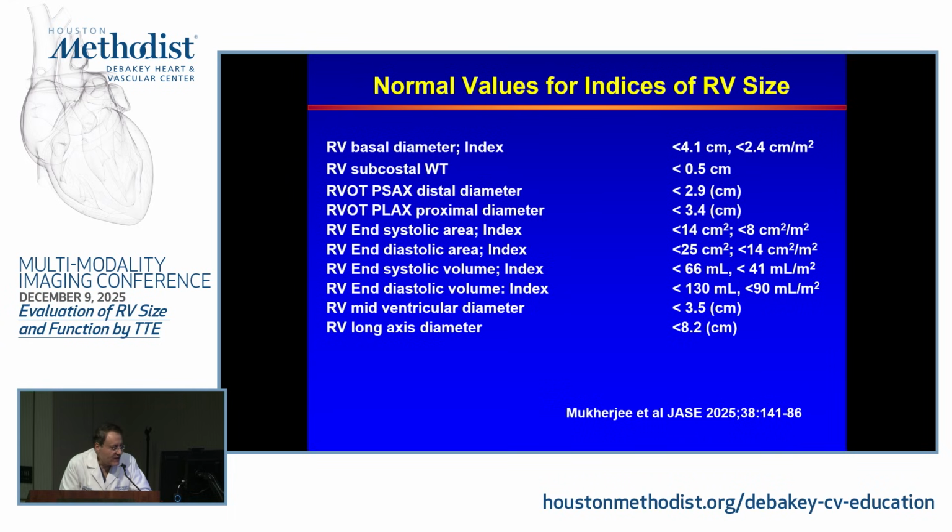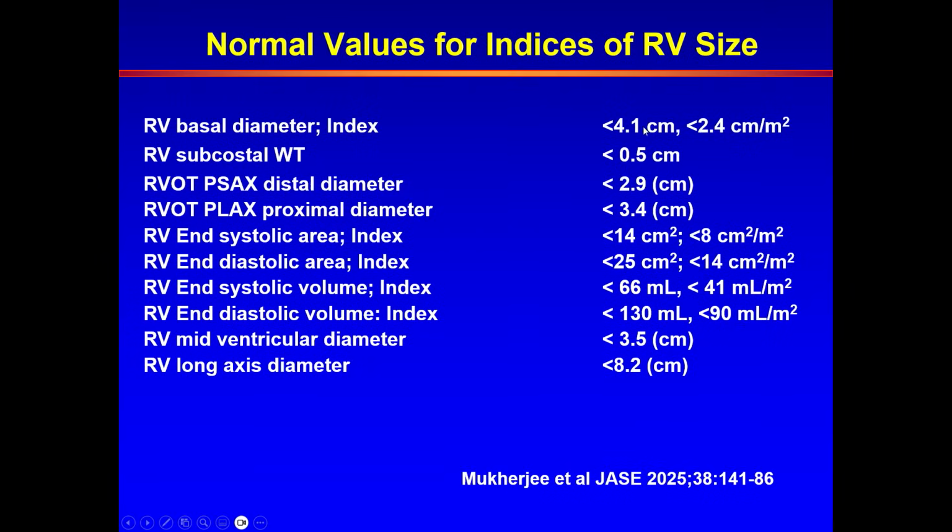This is a slide that has all the numbers that speak about RV size. This is one that you want to memorize. The thickness of less than 0.5 centimeters, you want to memorize it. The end systolic area and index, the end diastolic area and index. For 3D volumes, we don't usually do them. You need to remember the RVEF. We'll come to that in the next view.